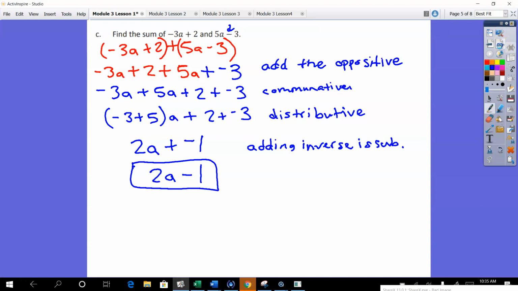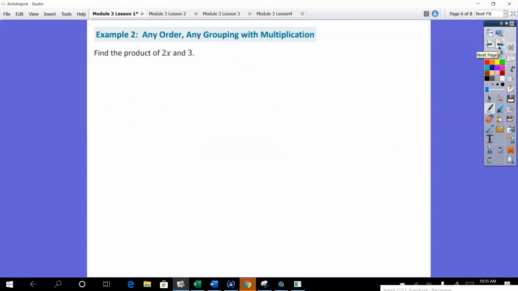Okay, so example number two. Find the product of 2x and 3. So product meaning multiplication. So any grouping, any order with multiplication. So 2x, we're multiplying times 3. So we're doing 2 times x times 3 is what's actually going on there. Okay, so we could regroup this and do the x times 3 first. That would be our associative.